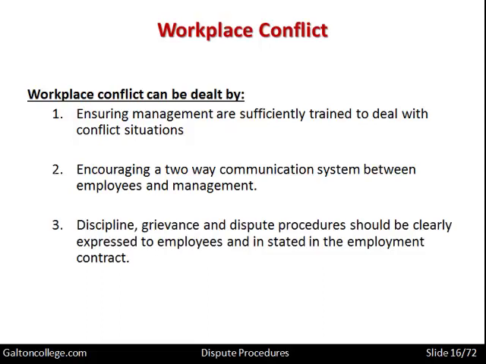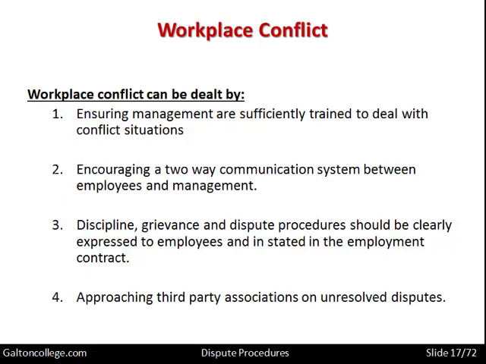Discipline, grievance and dispute procedures should be clearly expressed to employees and stated in the employment contract. So the employees should know the channels that they can go through if they have got a problem. There should be a recognised grievance procedure, a disciplinary procedure, a disputes procedure. It should be understood by all who are working within the organisation that this is the way forward. And that's to take away the potential for wildcat strikes or unauthorised protest or disputes. There is a set procedure.